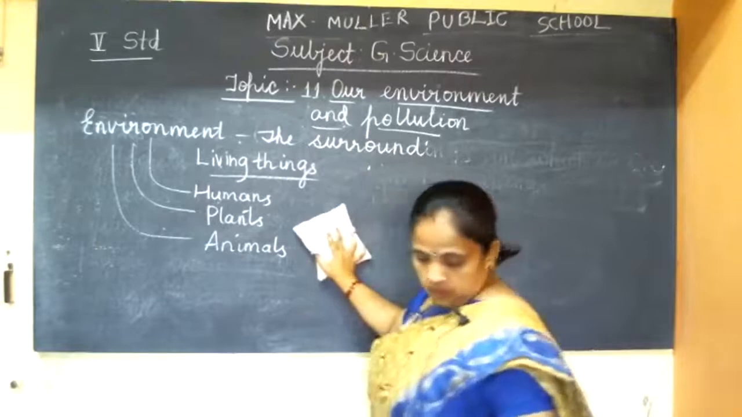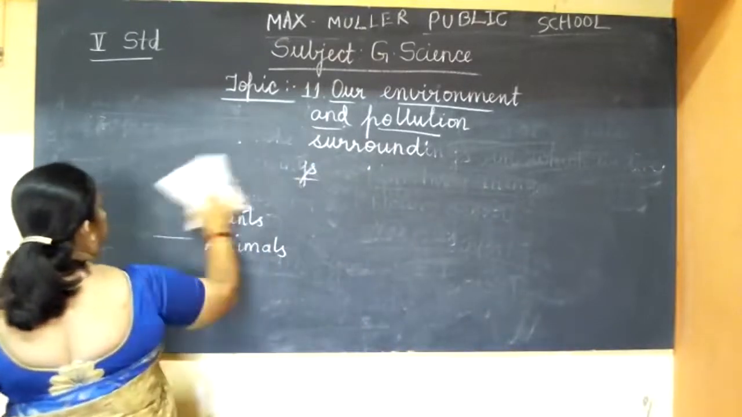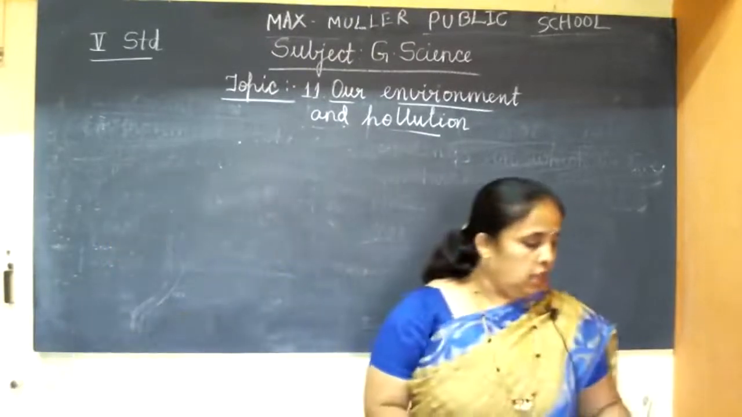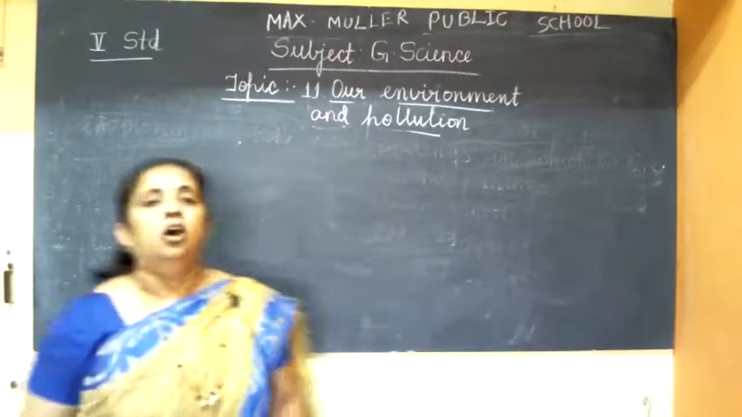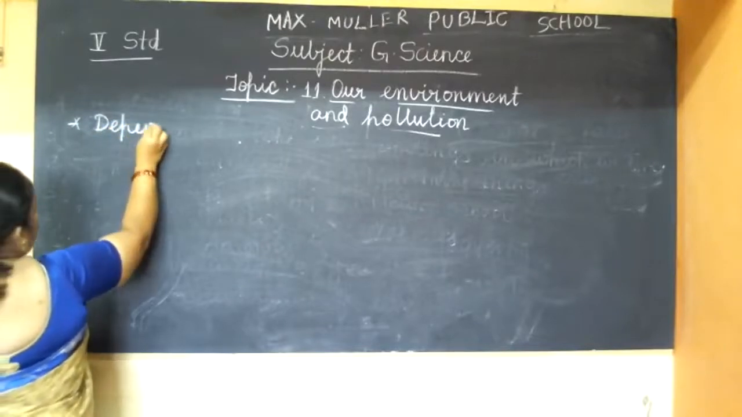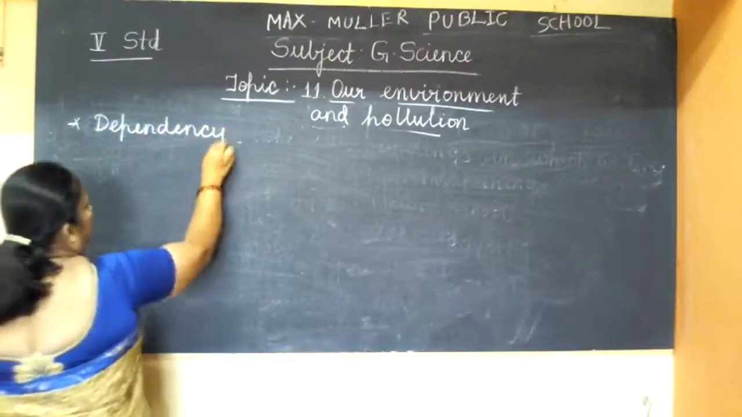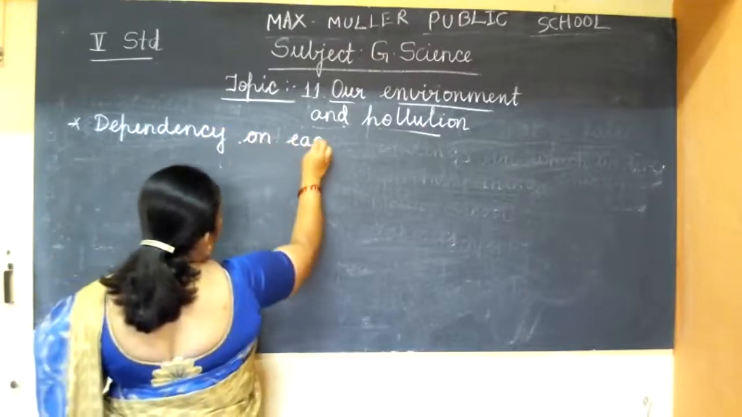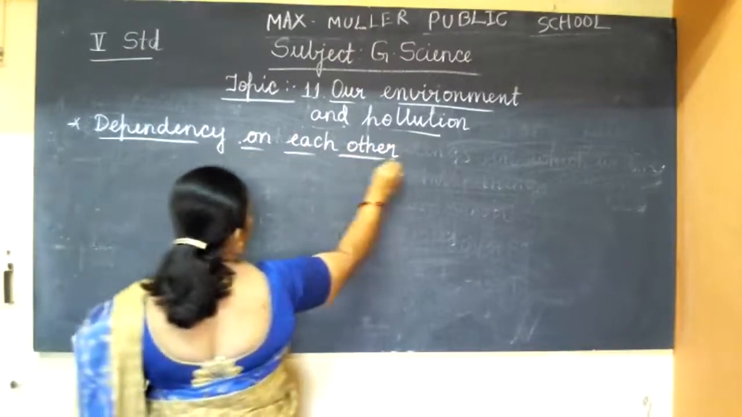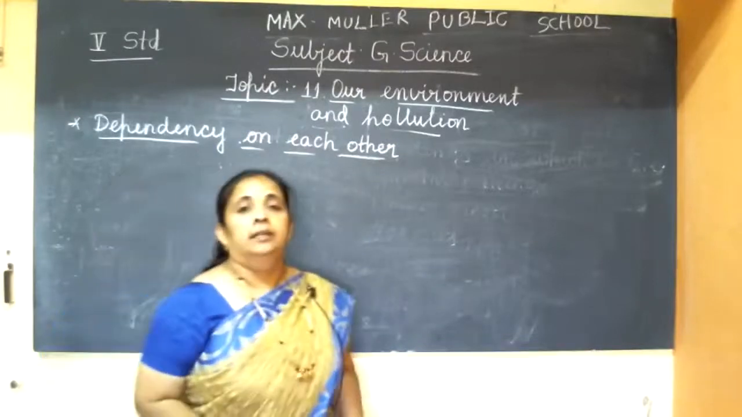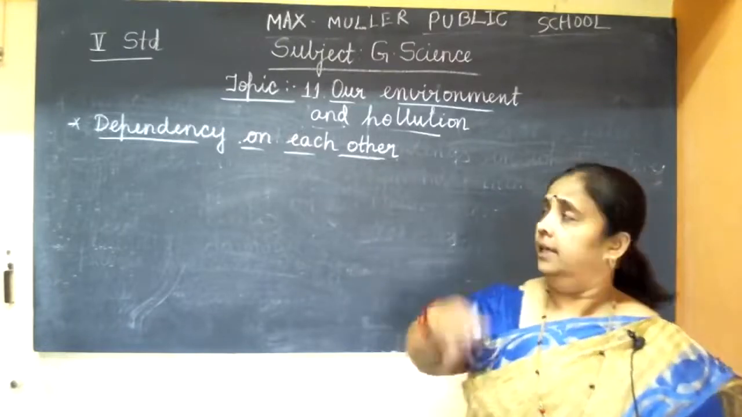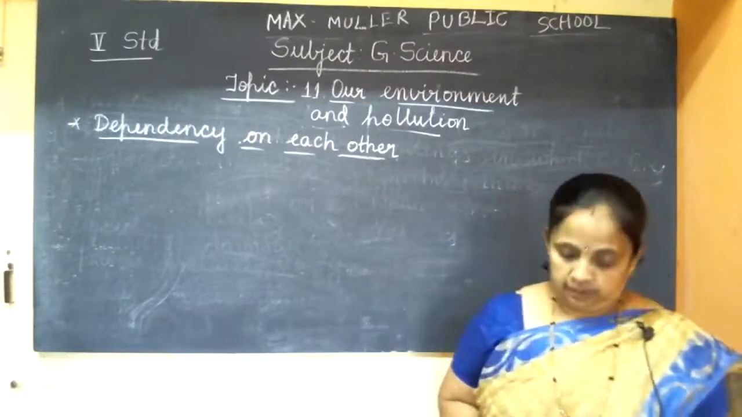Now, as I said, in the environment, there are living things and non-living things present, is it not? So, among these, there is dependency on each other. So, in the environment, there is dependency on each other. So we are dependent. We human beings are dependent on plants and animals. Plants are dependent on animals. Animals are dependent on plants. Like that, we are dependent on each other.